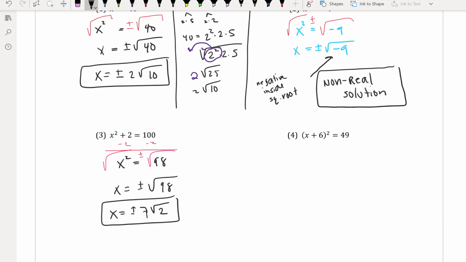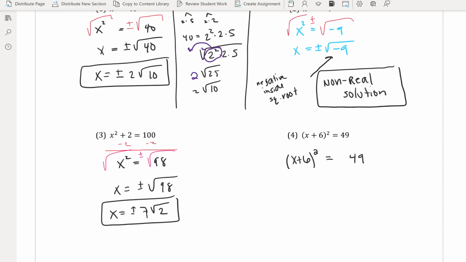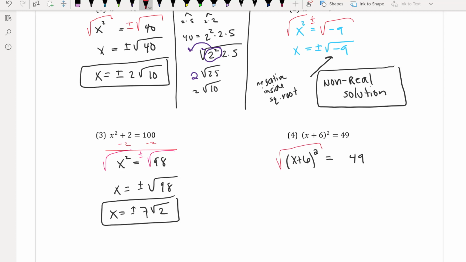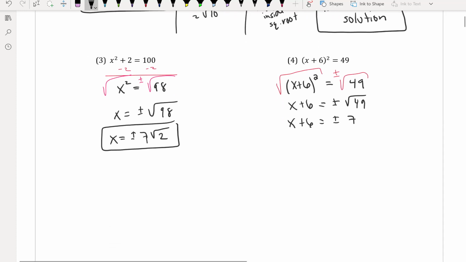Okay. So for number 4, I can see that I have x plus 6, all within my parentheses squared, is equal to 49. So again, I am going to go ahead and do that square root to get rid of it. Don't forget the plus or minus. So I'm going to have that x plus 6 is equal to plus or minus the square root of 49. But the square root of 49 is really just 7, because 7 times 7 is 49.